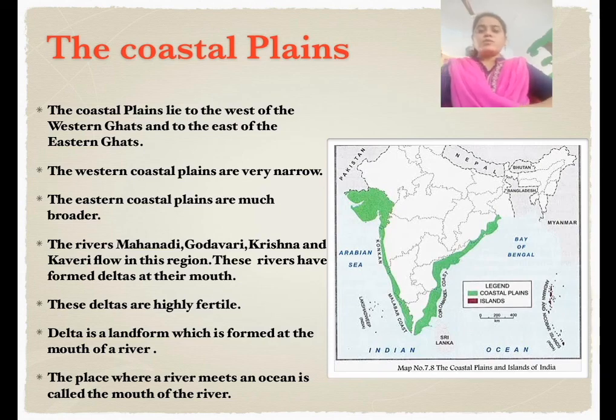So students, here in the map you can see to the west of the Western Ghats and the east of the Eastern Ghats lie the coastal plains. The western coastal plains are very narrow. The eastern coastal plains are much broader.